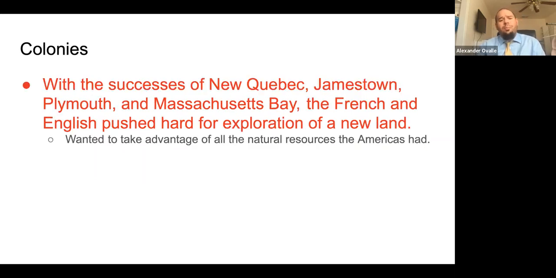The colonies, more colonies. With the successes of New Quebec, Jamestown, Plymouth, and Massachusetts Bay, the French and the English governments pushed hard for more exploration of the new land. And they wanted to take advantage of all natural resources the Americas had to offer. Sounds a little like imperialism if you know what I'm talking about.